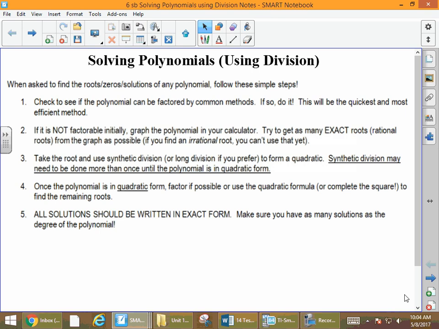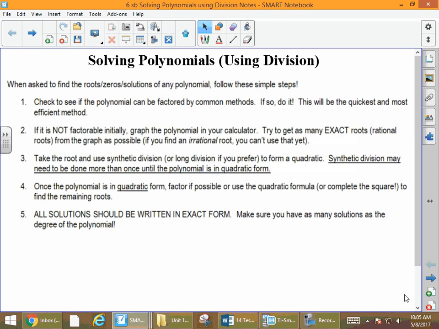So when we take a look at this, the first one to do is we check and see if the polynomial can be factored. And if so, we'll factor it. That's the quickest and the most efficient method. But not everything is factorable. So we're going to use our graphing calculator to help us find some of the roots. And the thing is, we can see roots on the calculator. What we can't tell is if they're irrational roots. That's the non-repeating infinite decimals. We can't tell those yet.